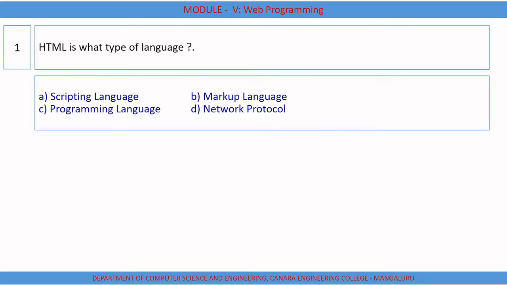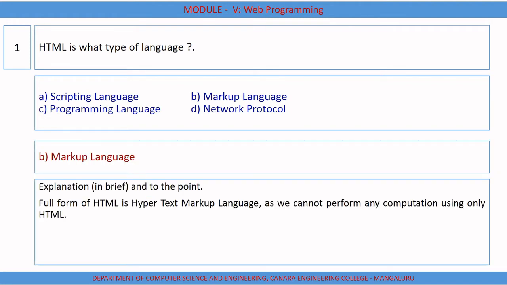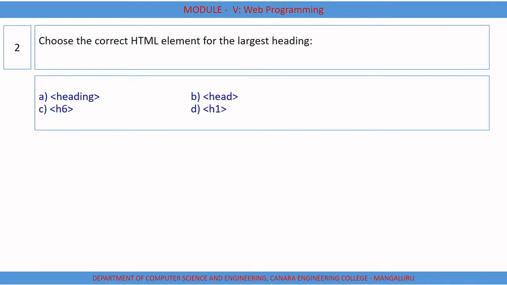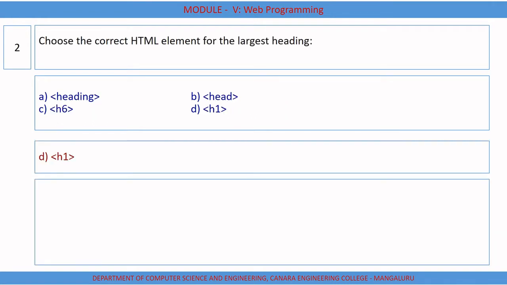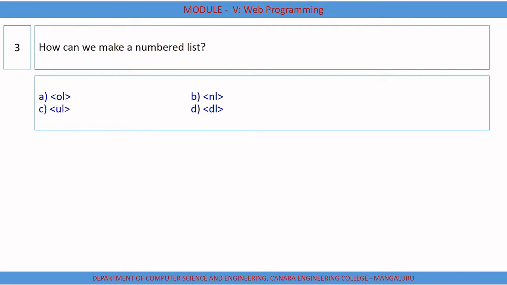HTML is which type of language? Answer is the markup language. With the help of HTML, you cannot perform any computational task, so it comes under the markup language. The largest heading is H1 and H6 is the smallest heading.